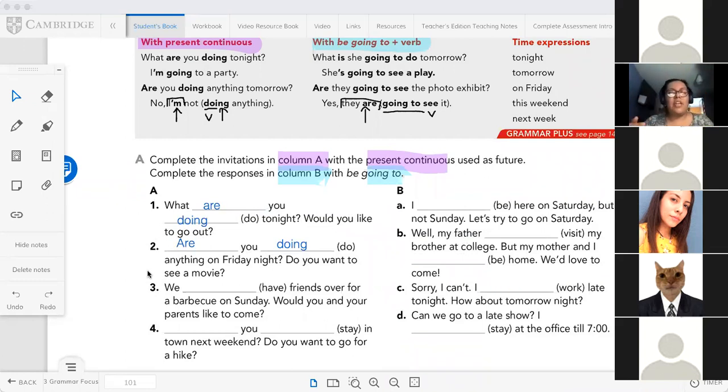Verbo be, verbo en paréntesis con ing. Ayúdenme con el número 3, please. Do number 3 and number 4. Go, go, go, babies, go, go, go.